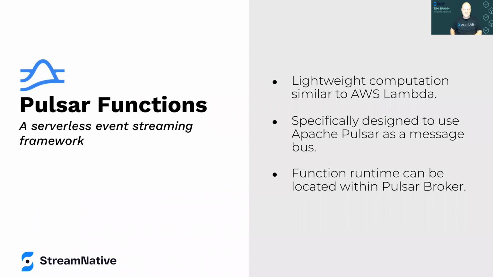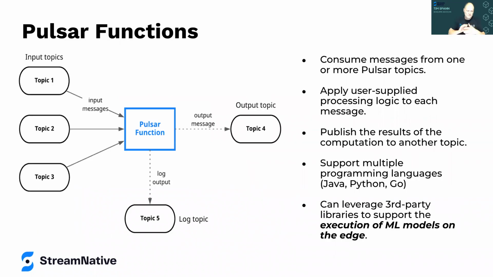We touched on functions before, but it is really straightforward. Input comes in from one or more topics. Your function gets activated when a message comes into it. You do some processing. It's very easy for you to send any logs right to a log topic, so you don't have to worry about writing to a disk there.